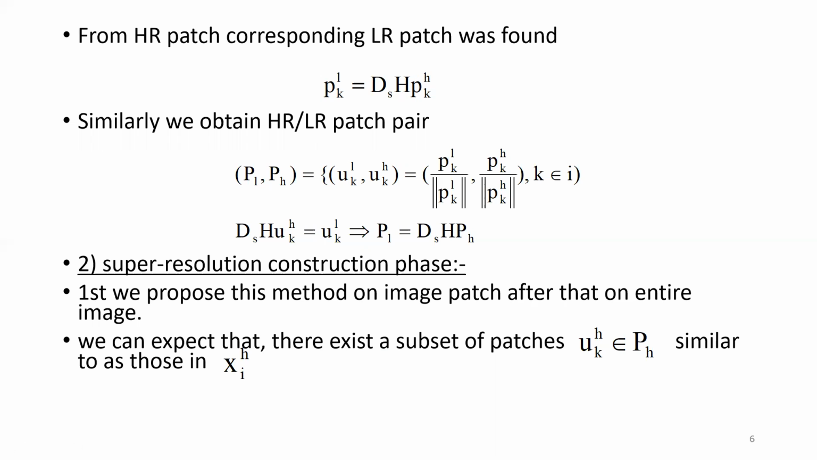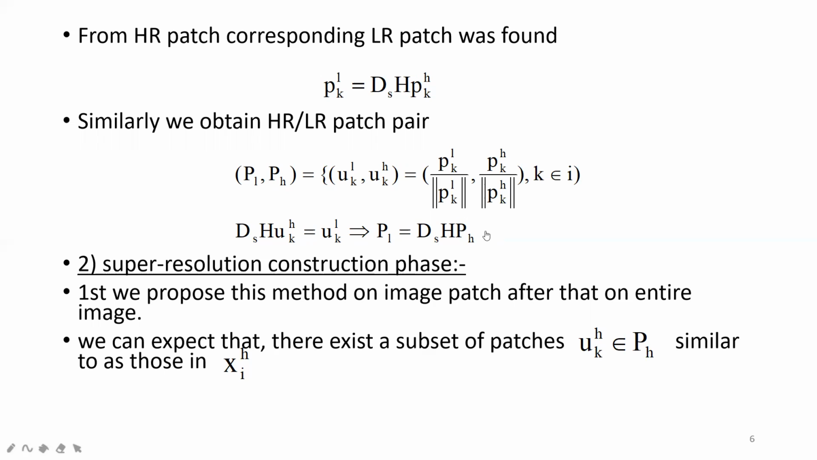Why I'm replacing means I'm going to find out the relation between the LR patch and the HR patch. After replacing, we will get the relation UKL is equal to this relation, and from this relation I'm interested in finding the relation between the total entire LR patch database and the entire HR patch database. So that's why I'm replacing this UKL and UKH with PH and PL, the entire databases. So by using this relation, we are going to get PL is equal to DSH PH. This is the relation between entire LR patches and entire HR patches.